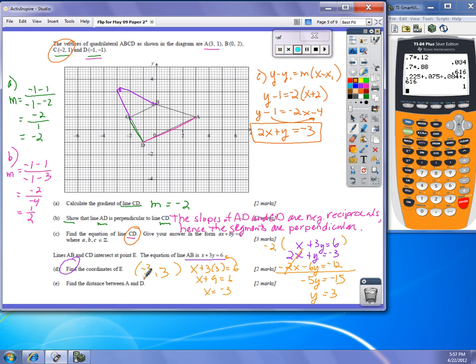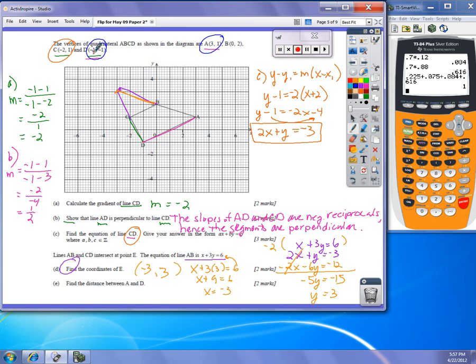Now, let's go back and look at our graph. Does that look like it's at negative 3, 3? Well, yeah, I guess if I could draw straight lines, that would be exactly right. Find the distance between A and D. So this is just straightforward using the distance formula.